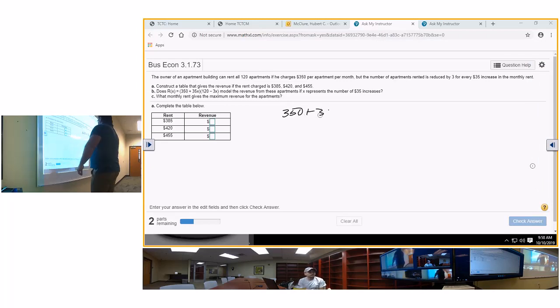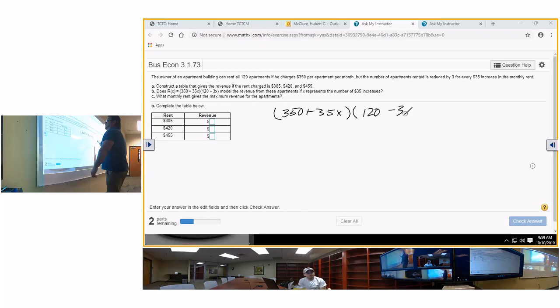350 plus 35x. I'll set this one up for you. 120 minus 3x. And of course, you can turn that around. You can do 35x plus 350 and then negative 3x plus 120, because nobody writes like that. So now you can do your FOIL, pronounce it how you would like.